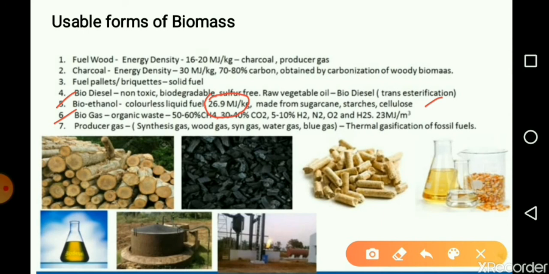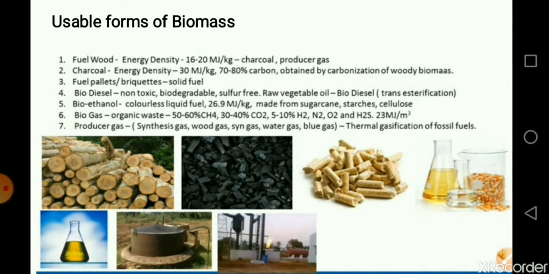So all this fermentation takes place here, and we are getting a biogas which contains about 50 to 60% of methane, then carbon dioxide, hydrogen, nitrogen and oxygen, as well as H2S. Again it has a calorific value of around 25 megajoules per meter cube. So this biogas in rural areas can be used as a fuel for cooking applications as well as for electricity generation.